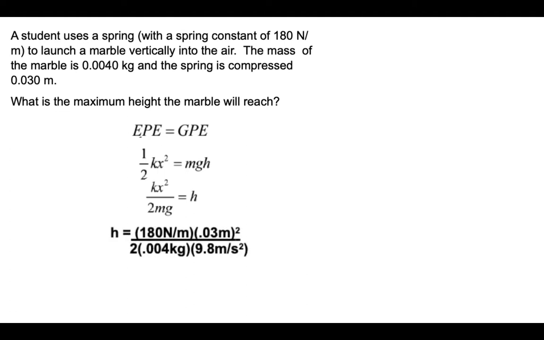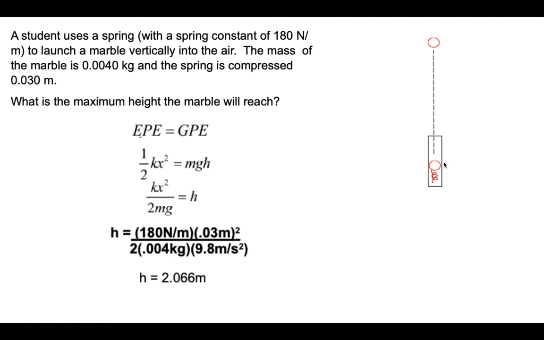Last step, we plug in for the spring constant, k, which is 180 newtons per meter, multiplied by the compression of the spring squared, 0.03 meters, don't forget to square it, divided by 2 times 0.004 kilograms times acceleration due to gravity, which we assume is 9.8. When we solve for h, we get 2.066 meters.